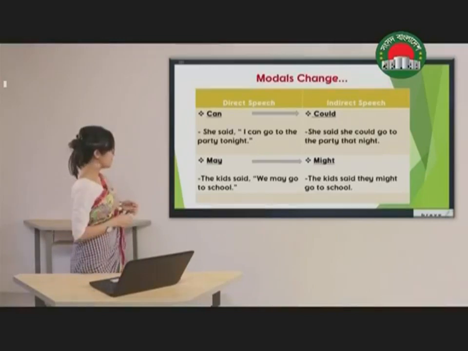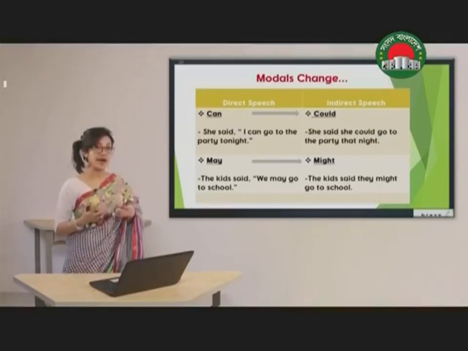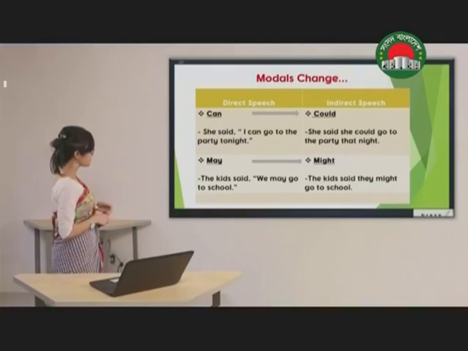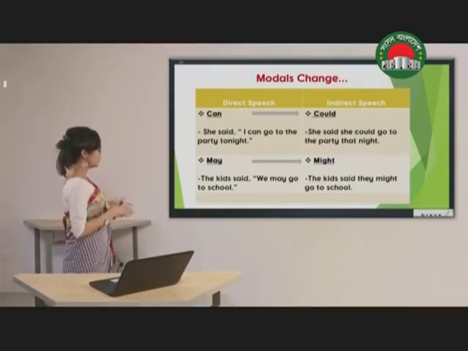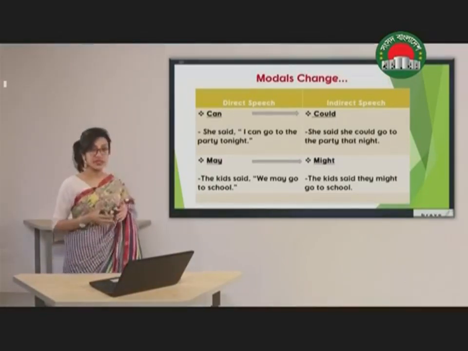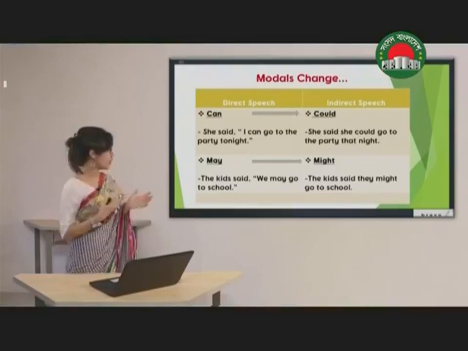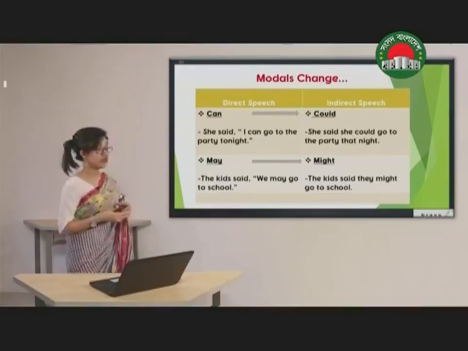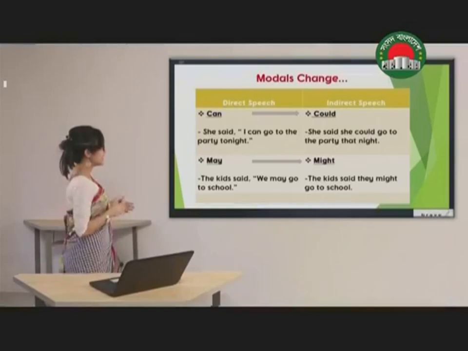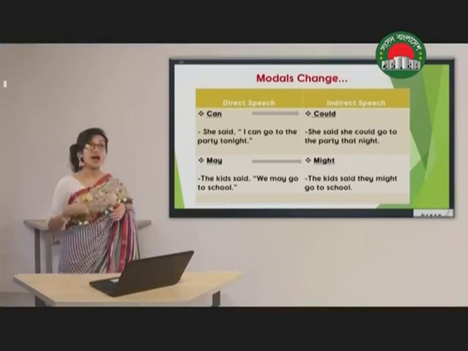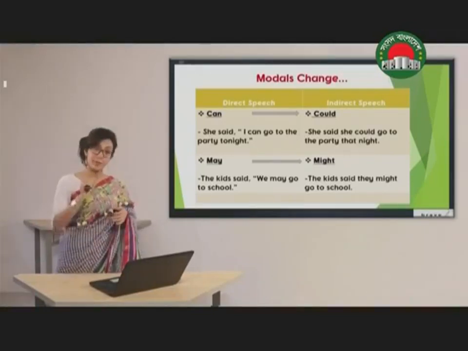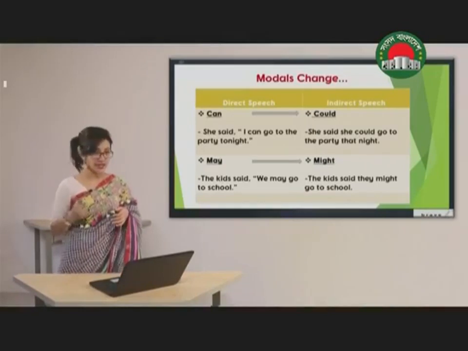In the next one, may has been changed into might. As an example, the kids said, "We may go to school." In this case, what have we done? We have written, the kids said that they might go to the school. So may has been changed into might.